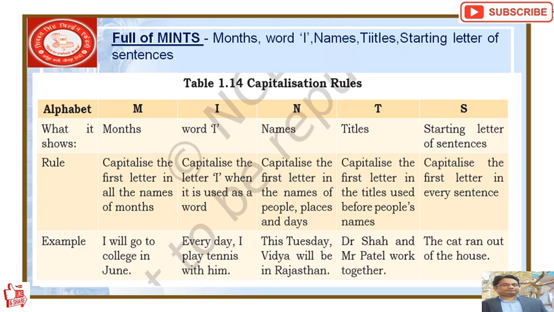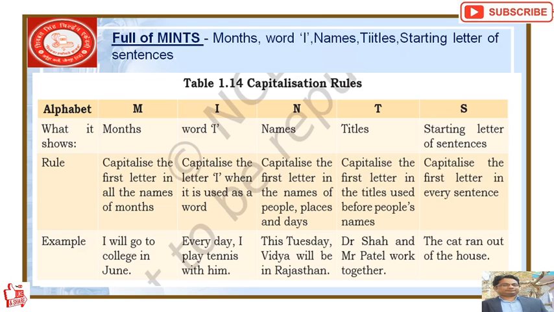Okay, now coming to the next rule, that is names. Capitalize the first letter in the names of people, places and days. What does it mean? It means whenever you're writing the name of any person, name of a place, or name of a day, the word that we're going to use should have a capital letter. Like this: Tuesday Vidya will be in Rajasthan. Tuesday is the day, so T is in capital. Vidya is the name, so V is capital. Rajasthan is the name of a state, so R is capital.